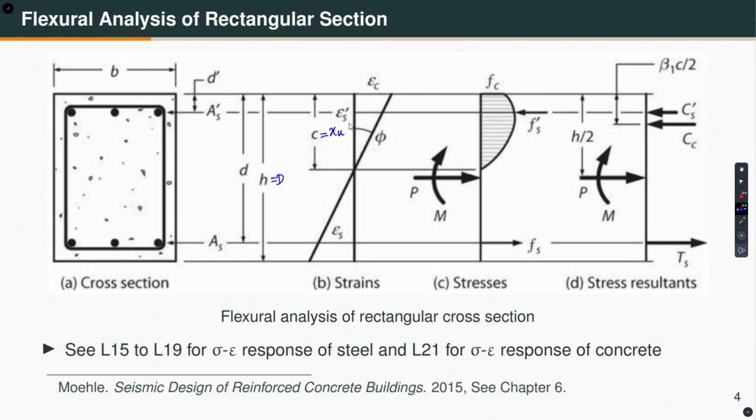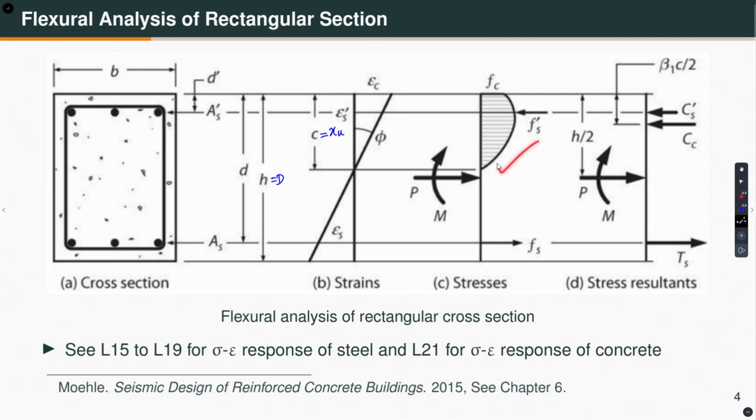This figure shows you the distribution of stress. This is the distribution of stress in the compression concrete, this is the stress in the compression steel, and this is the stress in the tension steel As. And this is the equivalent axial force applied on the cross section, compressive, and this is the sagging moment that is applied.